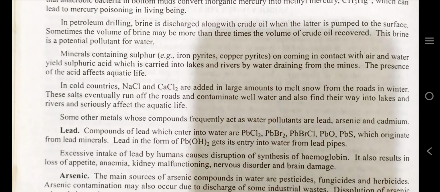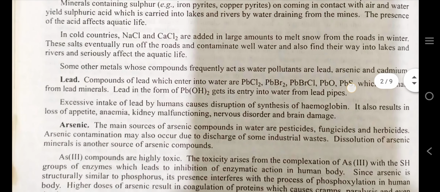Some other metals whose compounds frequently act as water pollutants are lead, arsenic, and cadmium. Compounds of lead which enter into water are lead chloride, lead bromide, lead bromine chlorine, lead oxide, and lead sulfide, which originate from lead minerals. Lead in the form of lead hydroxide gets its entry into water from lead pipes.